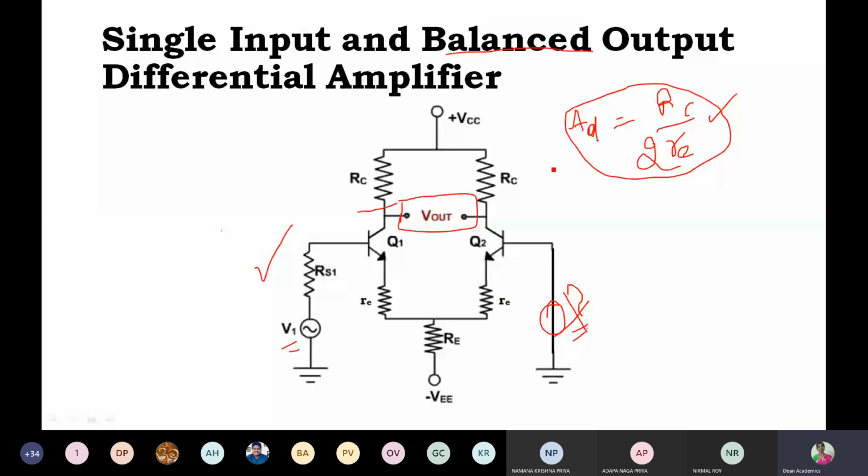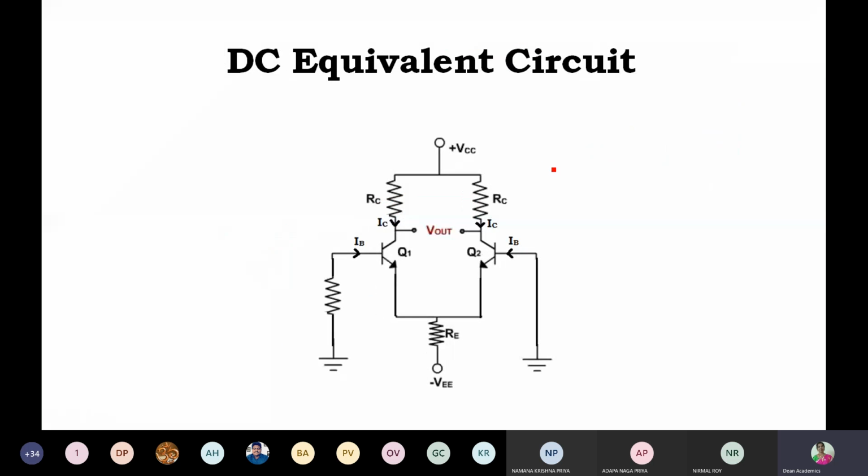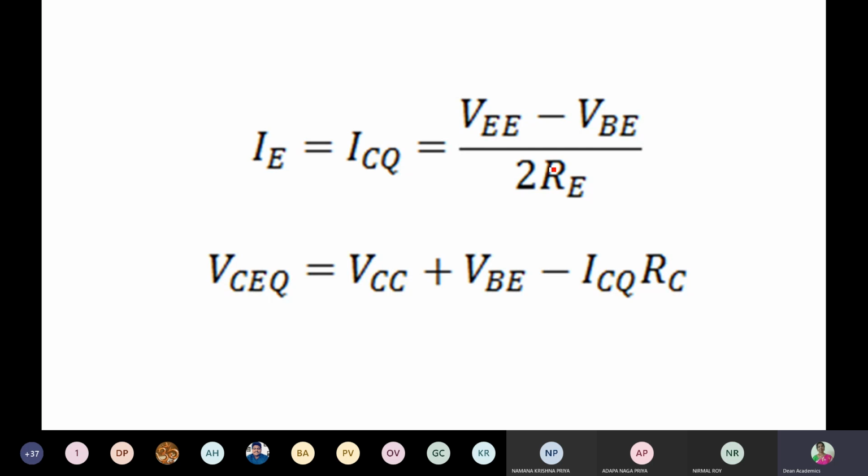Let us see the DC equivalent circuit. While drawing the DC equivalent circuit, what do we do? AC sources we short circuit. Therefore, this is the corresponding circuit. The DC analysis is the same for all four configurations we have studied. When we carry out this DC analysis, using KVL, the same equations we derived give you IE and VCEQ. So this is the DC analysis for the single input balanced output differential amplifier.